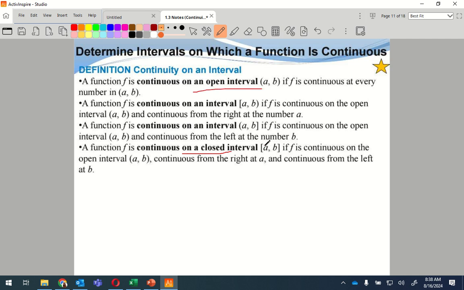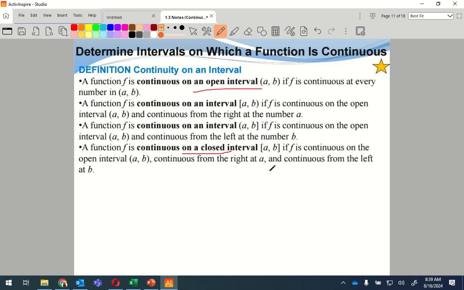A closed interval means that A has a closed dot, B has a closed dot, and there are no undefined places, things that do not exist, or holes in between A and B. So it's going to be continuous on the open interval, and it also must include A and B. Does that make sense?